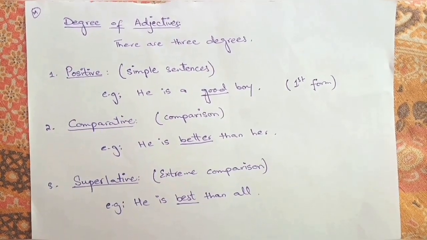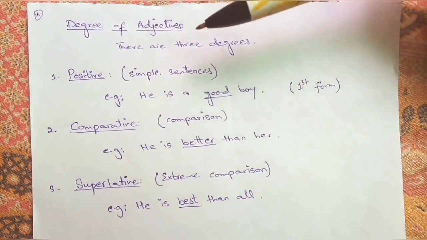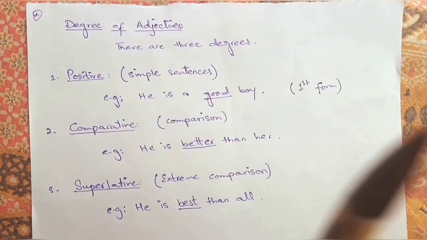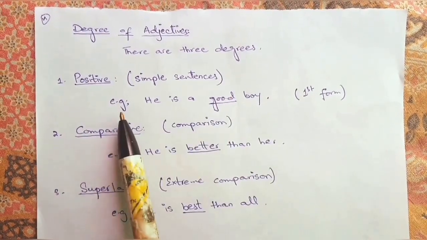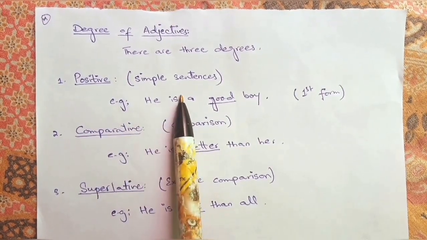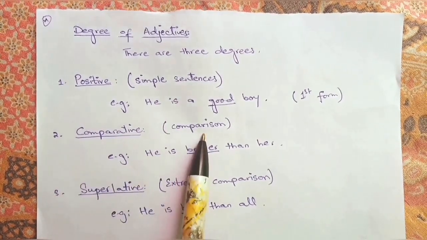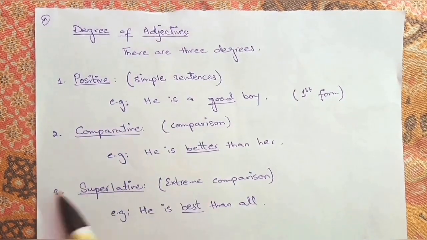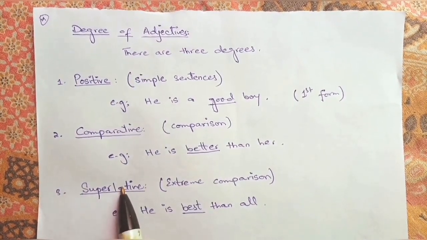After the discussion of kinds of adjectives, now I'm going to tell you about the degrees of adjectives. Well, there are 3 degrees: positive, which is also called the simple sentences, the comparative sentences, and the superlative sentences.